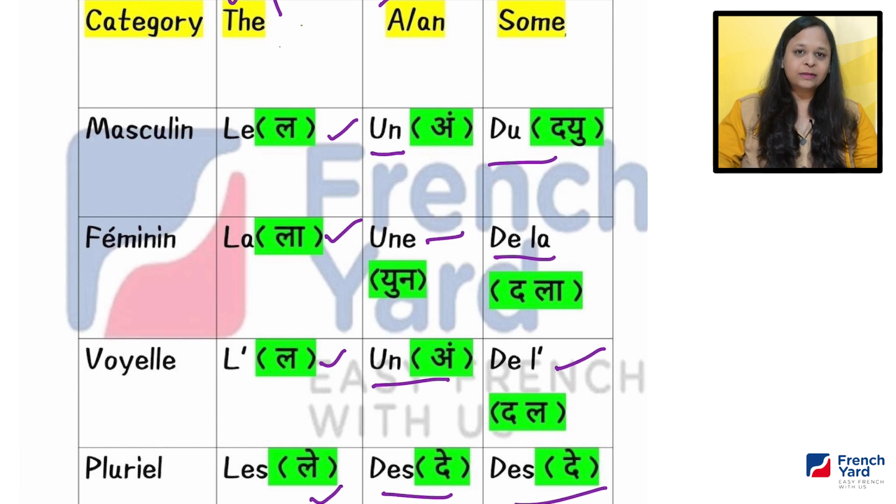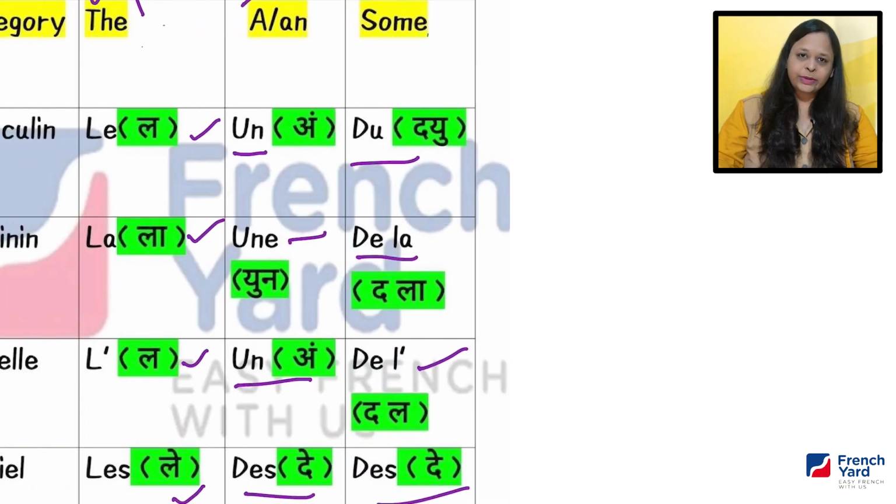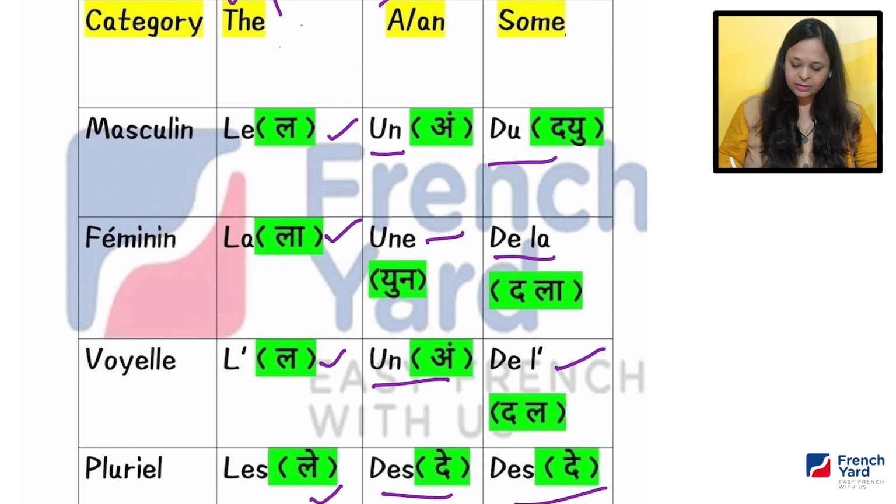Similarly, the indefinite article, which stands for "a" and "an" in French, is again of four types: masculine un, feminine une, then vowel un or une, and plural des. The third category is "some", which basically stands for partitive articles. Partitive articles are also called uncountable articles, for things which are uncountable, like "I want some fruits" or "I want some sugar in the tea." You don't know how much sugar exactly you want. It's some, uncountable. It is further of four types: masculine du, feminine de la, vowel de l', and plural des.